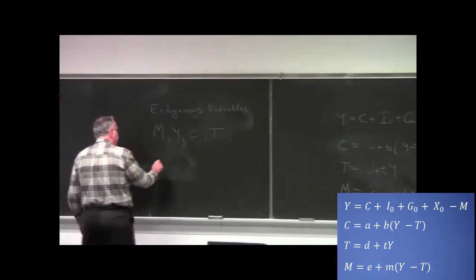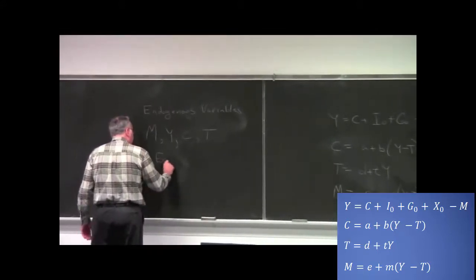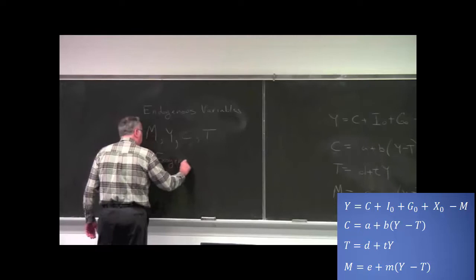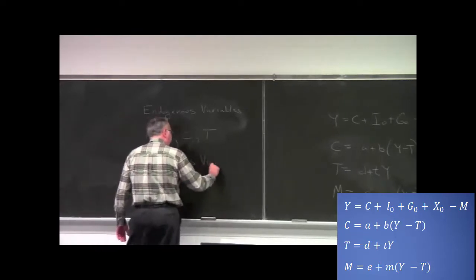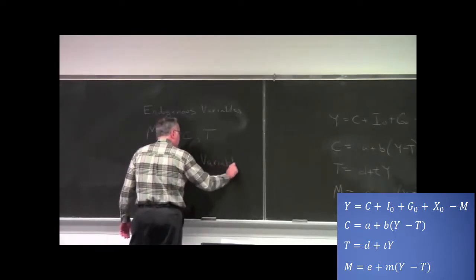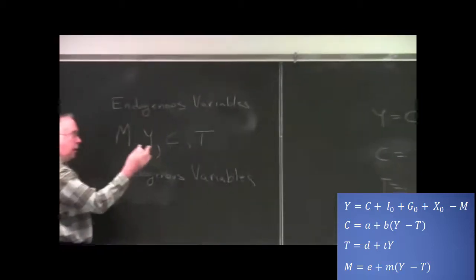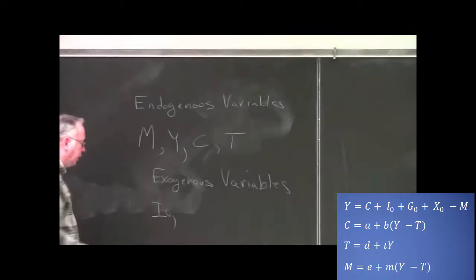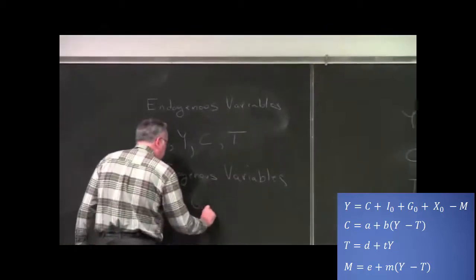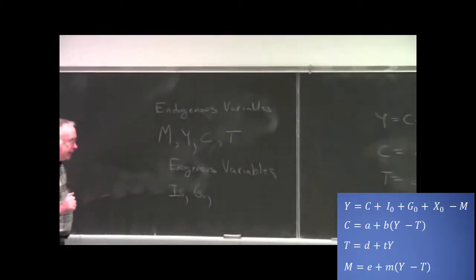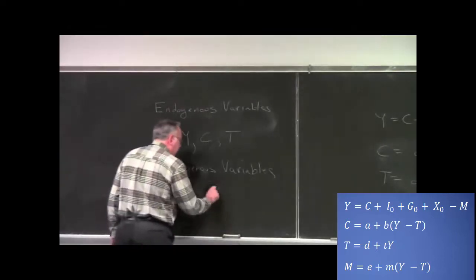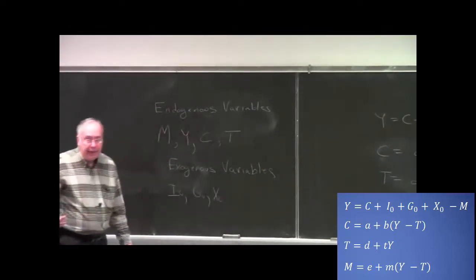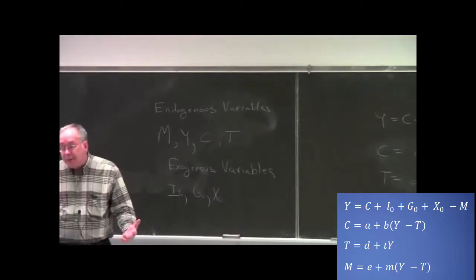The exogenous variables are I, G, and X. Easy to find the exogenous variables. They all have 0 subscripts.